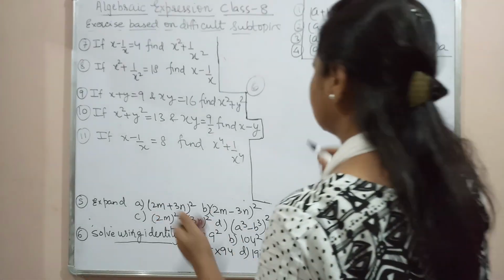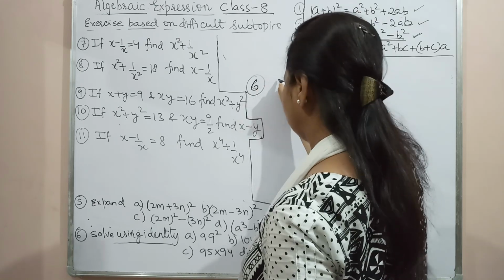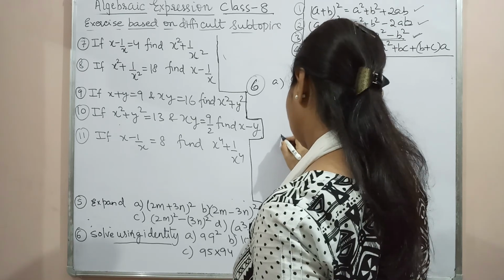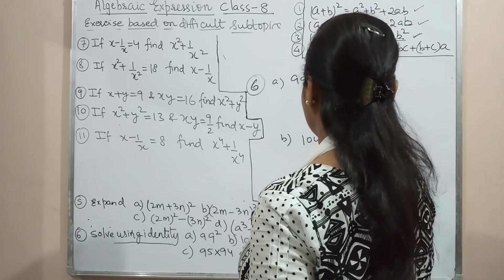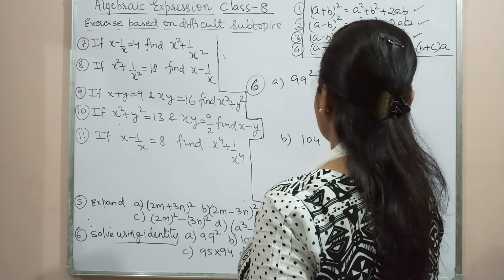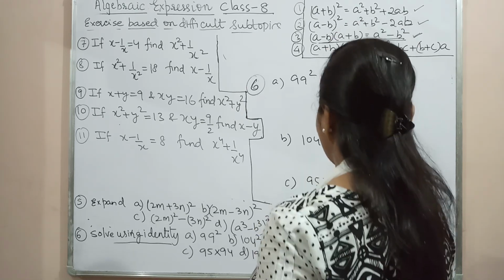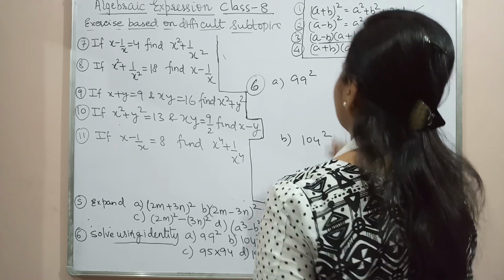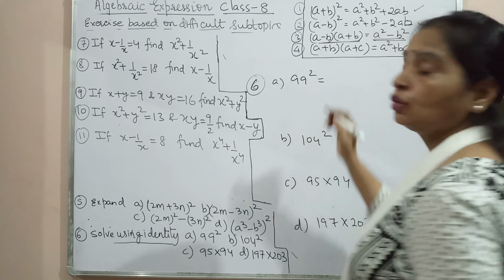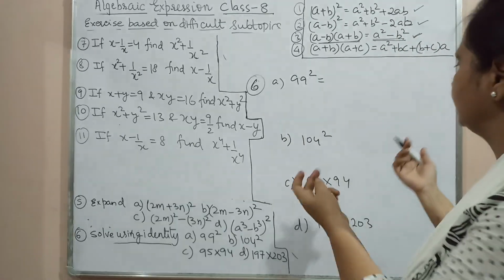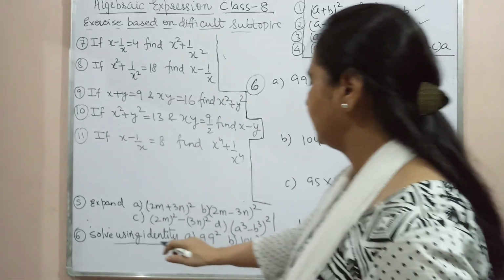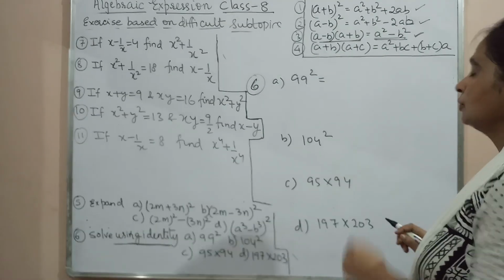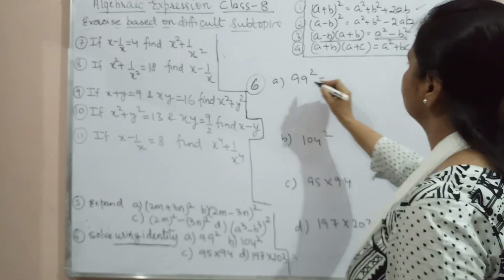Now in question number 6 you have been asked to multiply: the first one is 99 square, the second is 104 square, the third one is 95 into 94 and D is 197 into 203. We have been multiplying from the start. We all know 99 into 99, everybody knows how to find it out, but they are asking you to solve using identity. So how do we solve using identity?